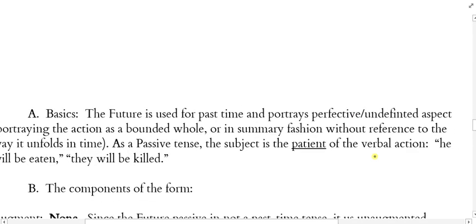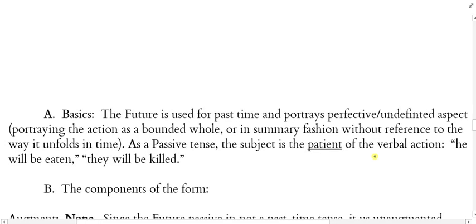Okay. Let's look at the first and second future passive indicative. Once we know the aorist passive, doing future passive is not too hard. All right, so in terms of the basics here, we're going to use the future for future time, not past time, okay? It portrays a perfective or undefined aspect, so there's no progressive notion to the future. It's just a simple portrayal of the action as a bounded whole. As a passive tense, the subject is the patient of the action. So a future passive will be translated something like, he will be eaten, they will be killed.